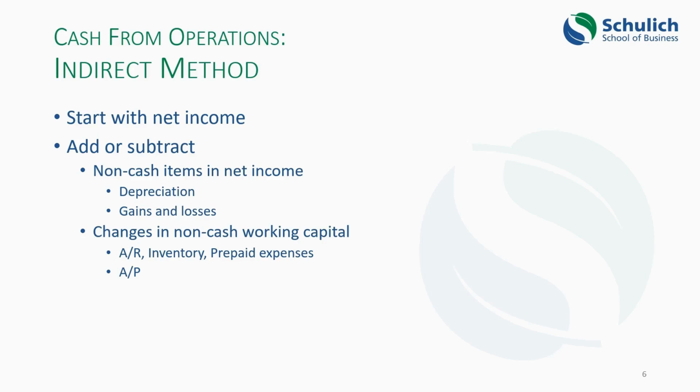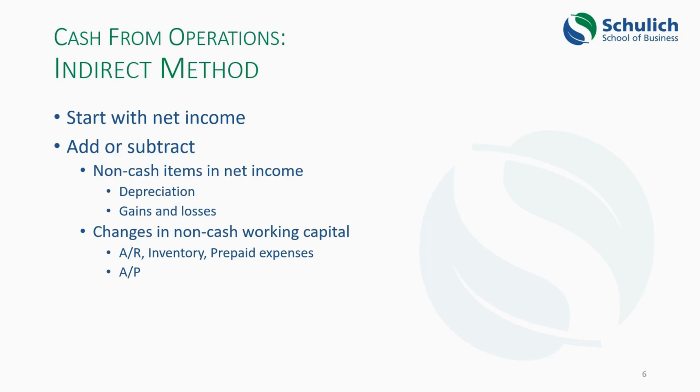So just keep in mind that if accounts receivable was high last year and has gone down this year, that means the company collected money from its customers. So that should show up as a positive number for the change in accounts receivable. Same thing with inventory. If inventory was low last year and is higher this year, that would indicate that the company used money to purchase more inventory.